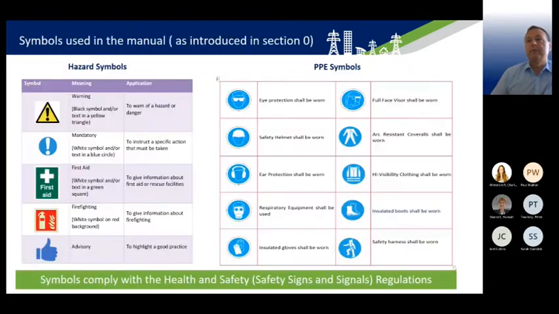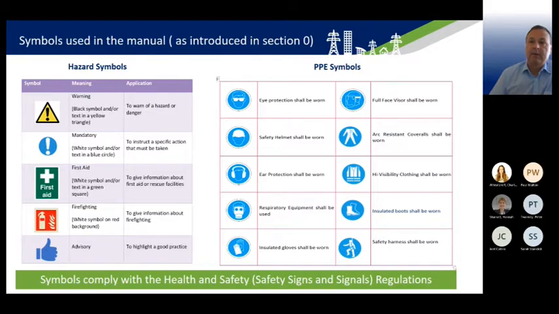So, just moving on to the symbols that are used throughout the manual, which are all new. We've got hazard symbols on the left-hand side and PPE symbols on the right. These are all to the British standards, so you should all be pretty familiar with these. We're just concentrating on the hazard symbols. Each of the procedures starts off with the safety section, which I'll cover. But if there's anything within the procedure where there's a particular hazard, you'll see this hazard warning symbol, and it'll detail what the particular hazard is.